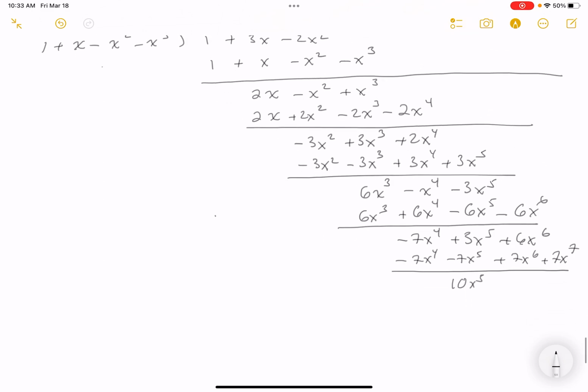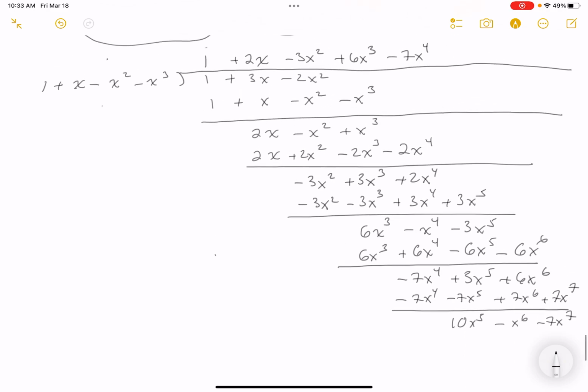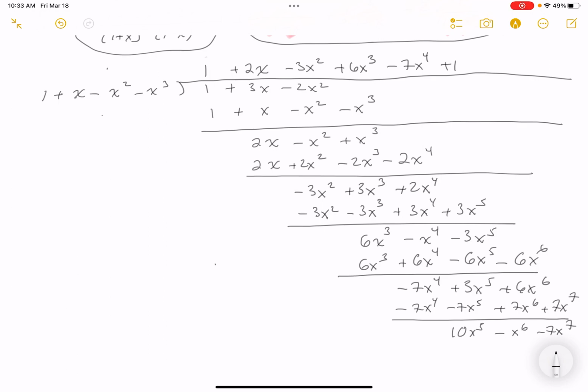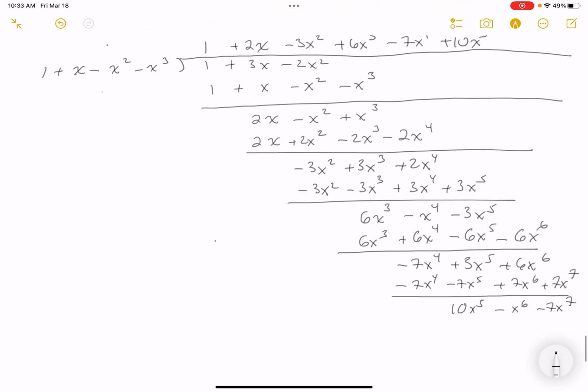All right. This plays a good check in the problem, by the way. Minus x to the 6th, minus 7x to the 7th. All right, I'm going to go back up here, and now I'm going to put plus 10x to the 5th. Let's see what we get. 10x to the 5th.